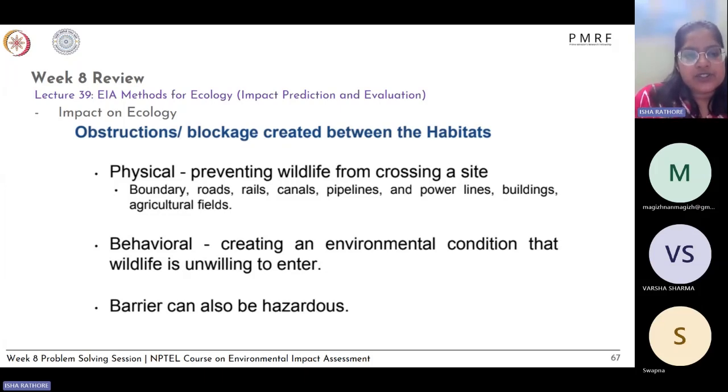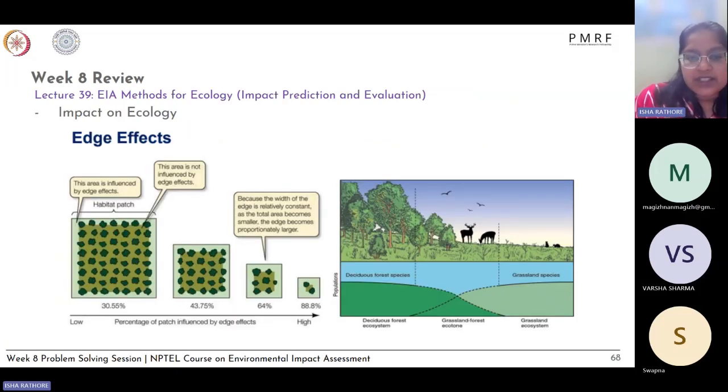Then another kind of obstruction is behavioral, like creating an environmental condition that wildlife is unwilling to enter. So when you have electric nets which prevent their movement, that is a behavioral blockage. And these barriers can also be hazardous to how the wildlife behave, as well as how they start perceiving things. So we also have something like the edge effect. So you see in a habitat, usually there's also always going to be an edge.